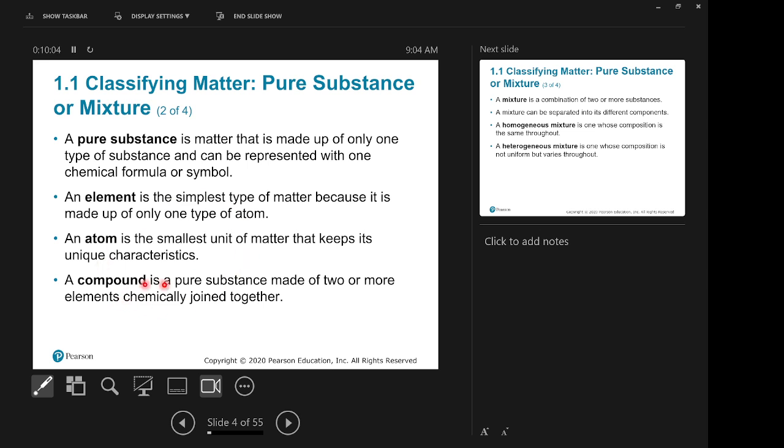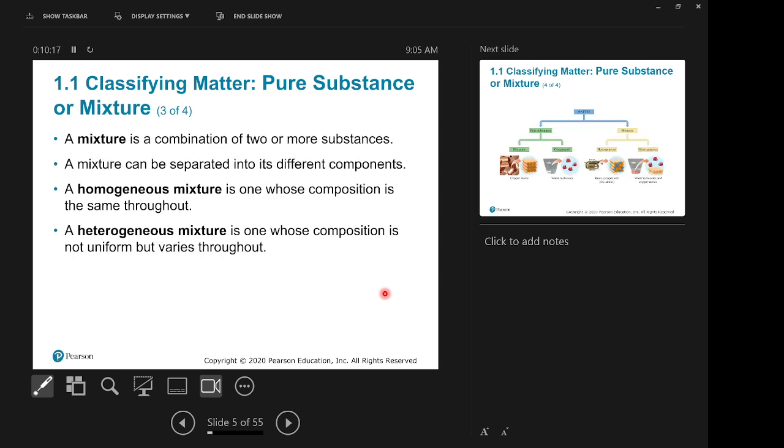Okay. A compound is going to be a pure substance made of two or more elements that are chemically joined together. That's a good definition. That works nicely. Now, a mixture is going to be a combination of two or more different substances. So it could be two different elements that are not actually bound together. They're just mixed together.